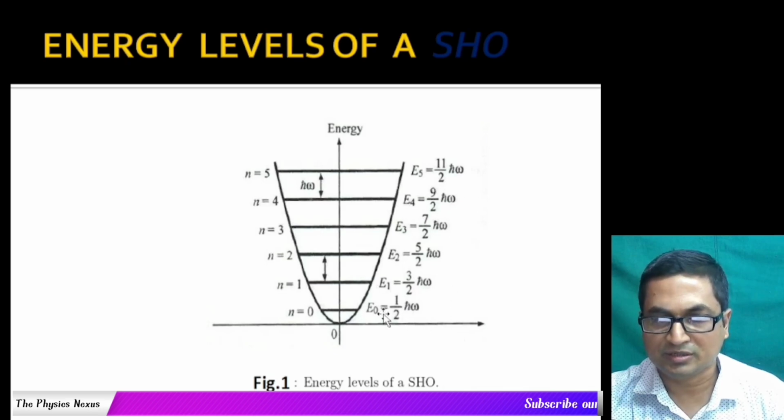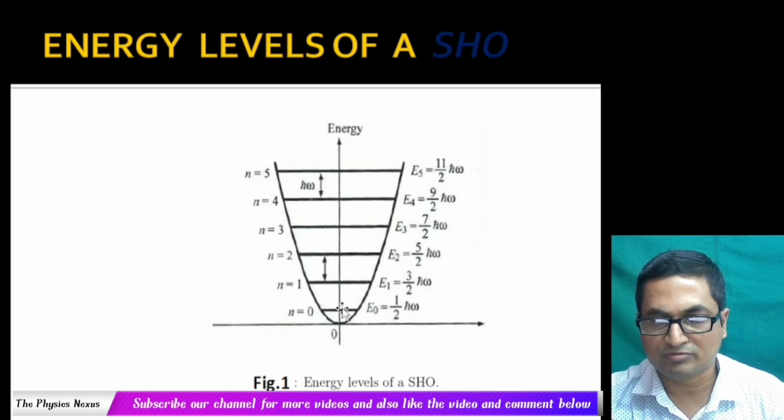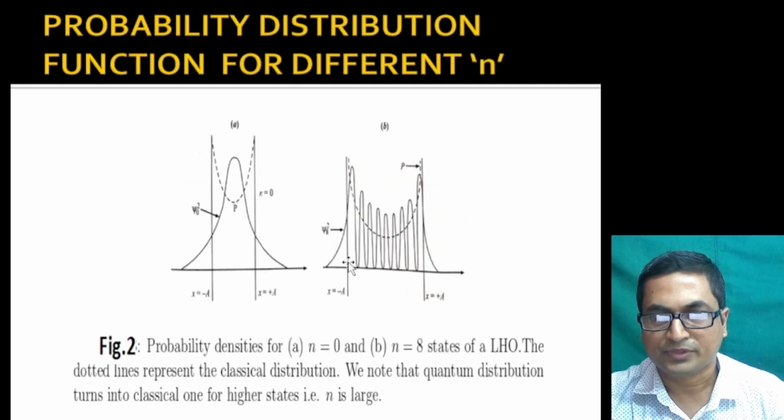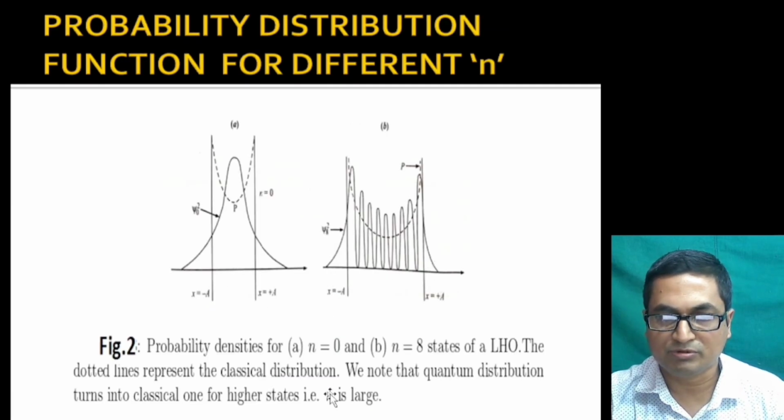So these are the energy levels. As said earlier, this has a constant difference h cross omega between every energy level, and also we can find the probabilities for LHO. The LHO problem also has a classical description. The probability for the classical description is shown by these dashed lines, whereas the quantum mechanical one is shown by the solid lines.